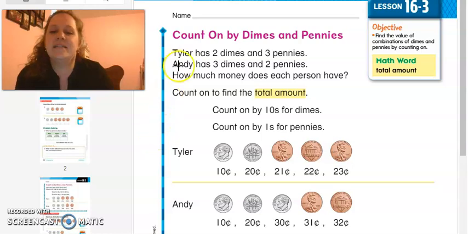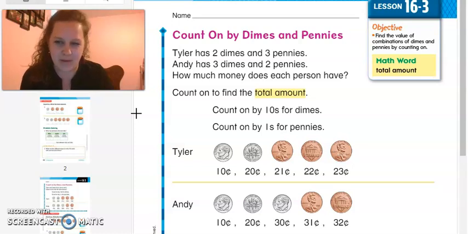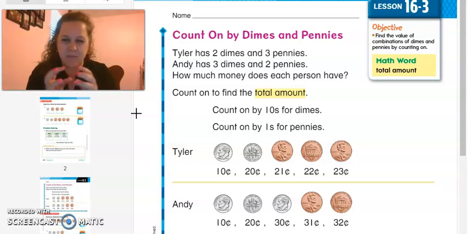It says, Tyler has 2 dimes and 3 pennies. Andy has 3 dimes and 2 pennies. How much money does each person have? Count on to find the total amount. So total amount, that just means how much do we have all together in total. So when we're talking about the total amount, you're going to count all the coins up for each person to see what they have in total.